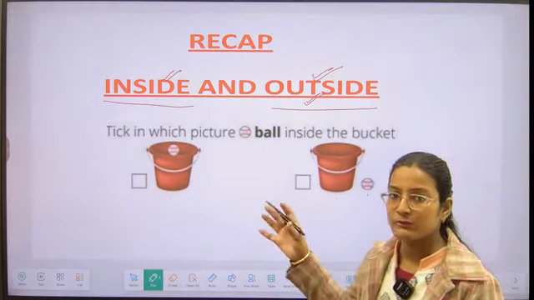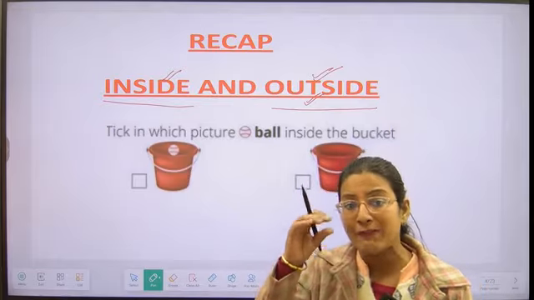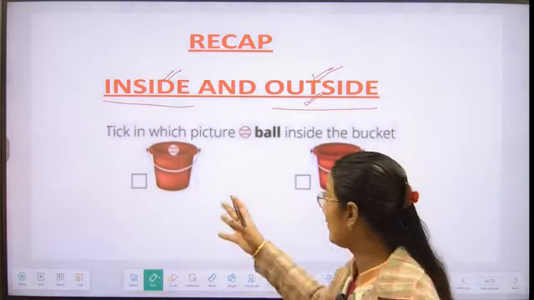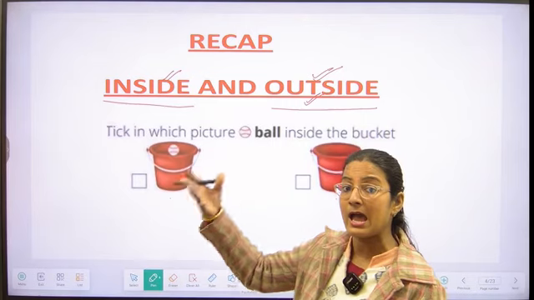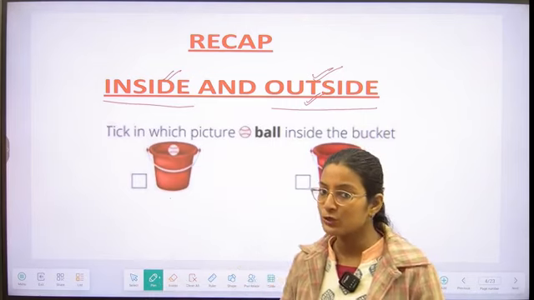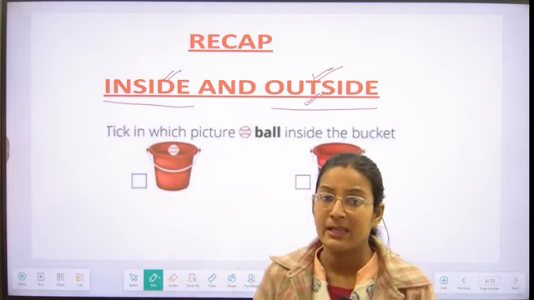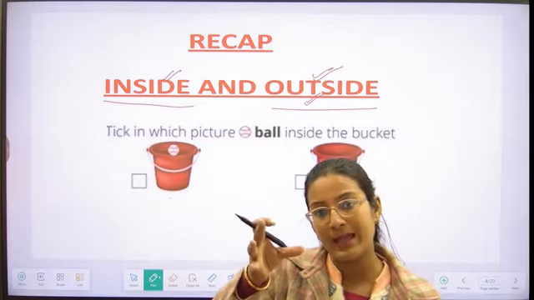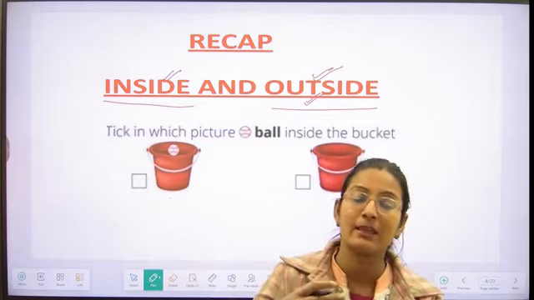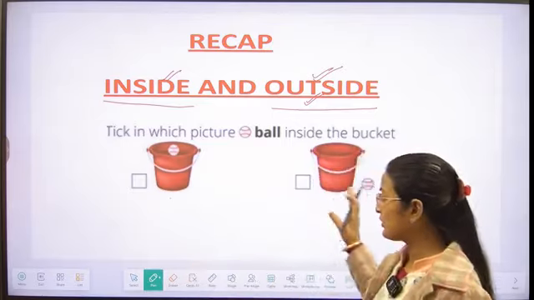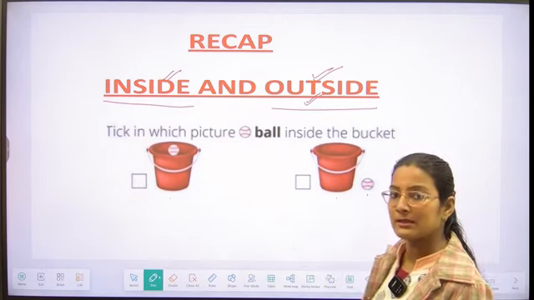But in this question, what do we have to do? We have to take the picture in which the ball is inside the bucket. हमें उस पिक्चर पे टिक करना है जिसमें बॉल बकेट के अंदर है. So in which picture is the ball inside the bucket?